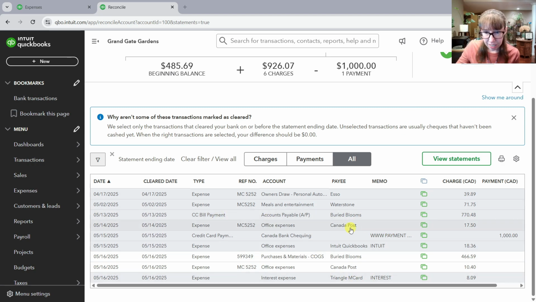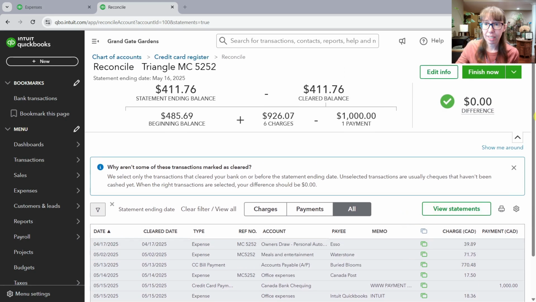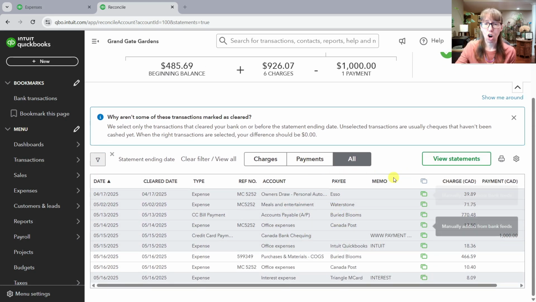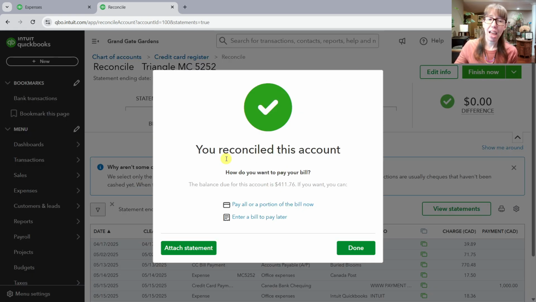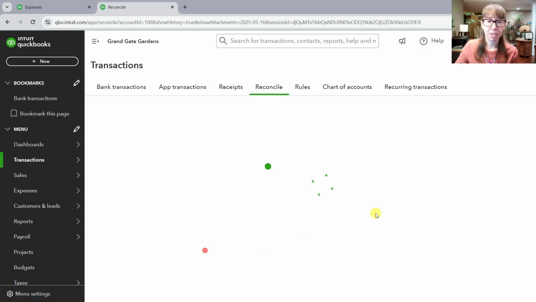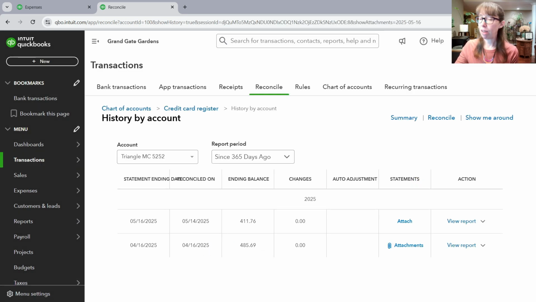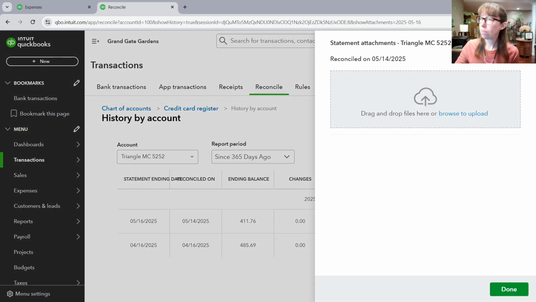As previously discussed, we are okay with these 2 white lines. There's no other white lines or uncleared items for us to wonder about. So we can go ahead and hit finish now. And as always, I'm going to attach the statement so they're all together if we ever need to go look for them. Bring it over and hit done.